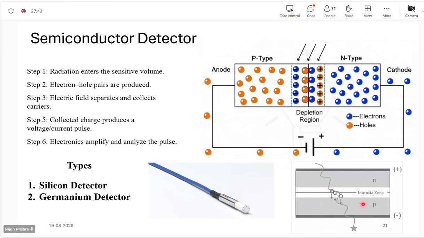diode works. Hello, am I audible? Yes, ma'am, you're audible. Hello. You can continue. Yeah. Okay, okay.